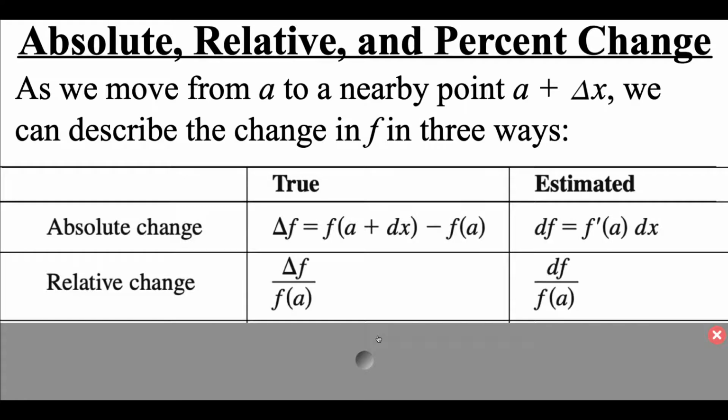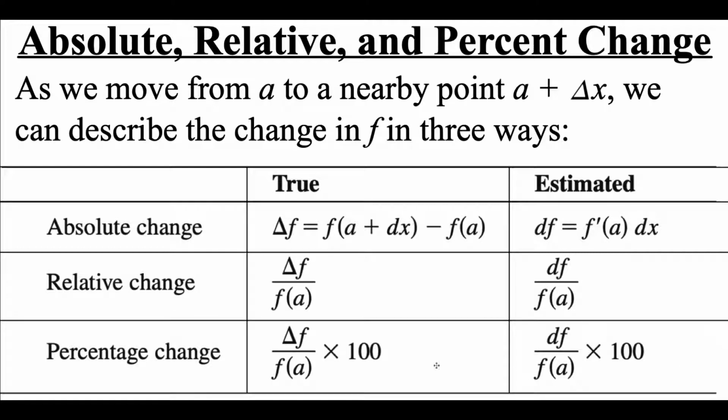The next thing we've got is the relative change. The relative change takes the absolute change and divides it by f of that starting a value. The same thing holds true for the estimated relative change: it takes the estimated absolute change and divides by f of a. And then our last one is the percent change. The percent change takes the relative change and turns it into a percent by multiplying by 100. Same thing for the estimated version: we take the estimated relative change and multiply that by 100.